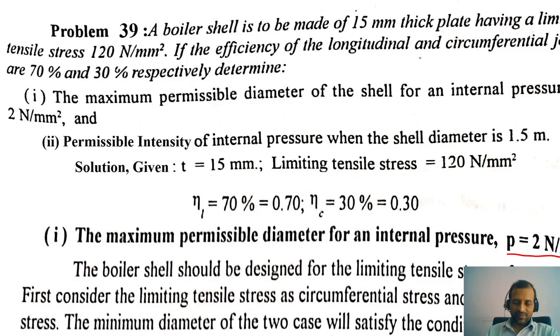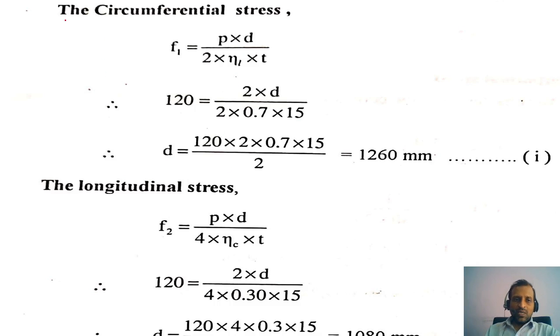Right? So now considering the circumferential tensile stress, that is sigma c is equal to PD by 2T. So this is the efficiency in the longitudinal direction. I told you whenever you are using the circumferential stress, then you have to take the longitudinal efficiency, the reverse.